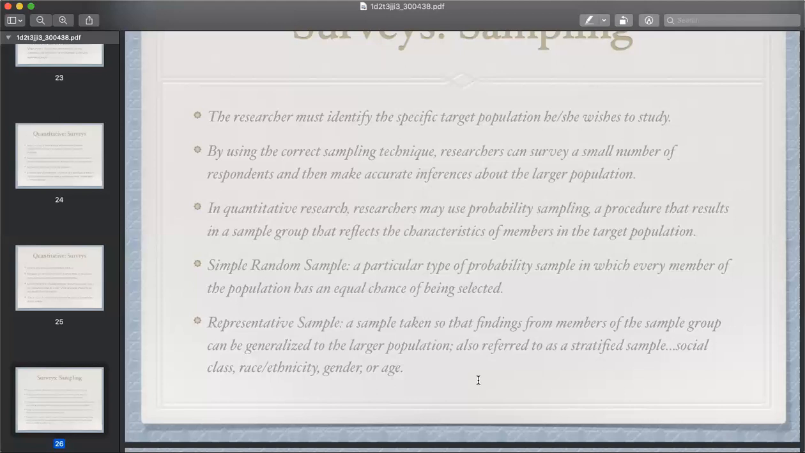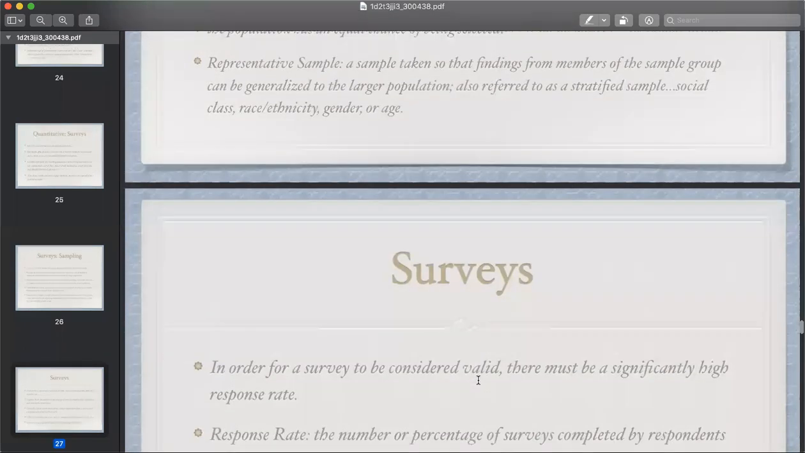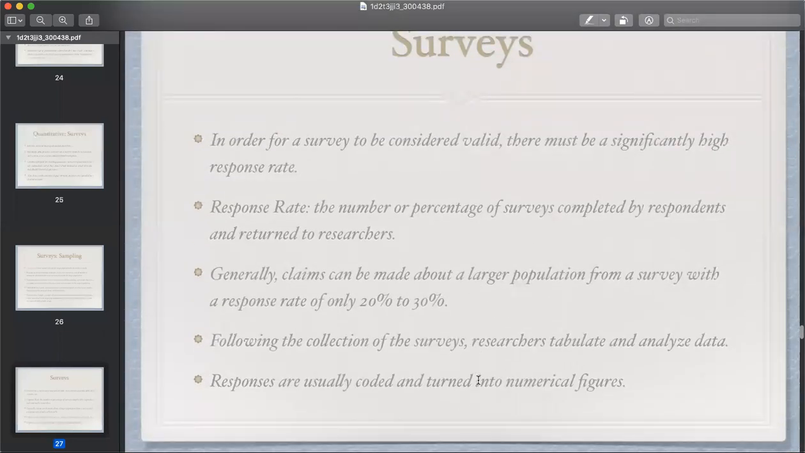So if I'm looking at student populations and I know that 45% of my population's Latino Hispanic, I know that 70% of my population is between the ages of 18 to 21. Well, I need to make sure that I have a similar percentage of my participants who meet those requirements or who are representations of the school's population.